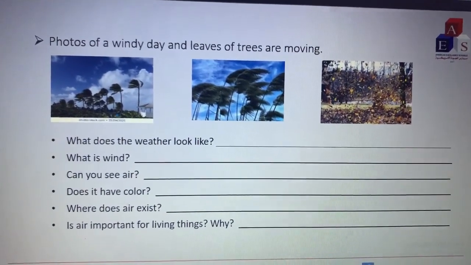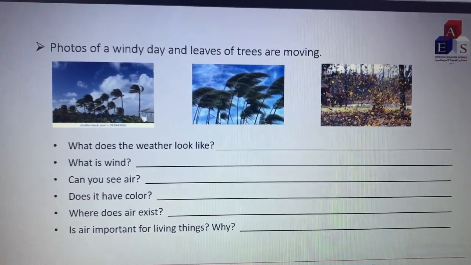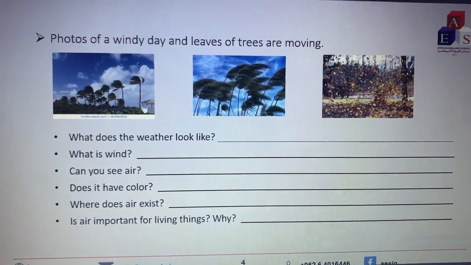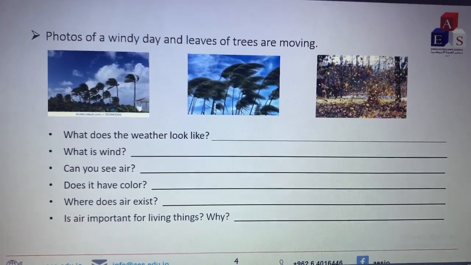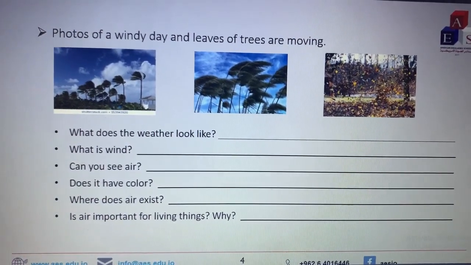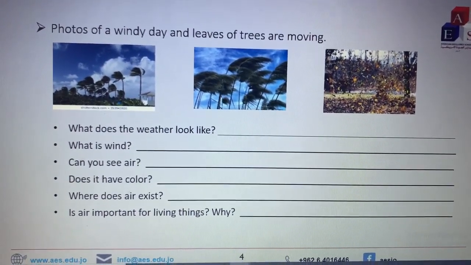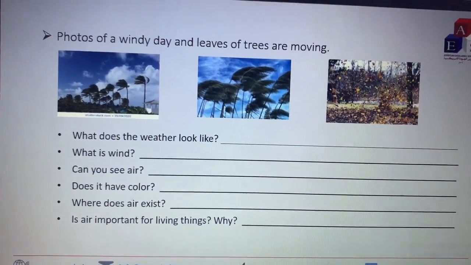Here, we have photos of a windy day and leaves of trees are moving. Please answer these questions. What does the weather look like here in these pictures? What is wind? Can you see air? Does it have a color? Where does air exist? Is air important for living things and why?